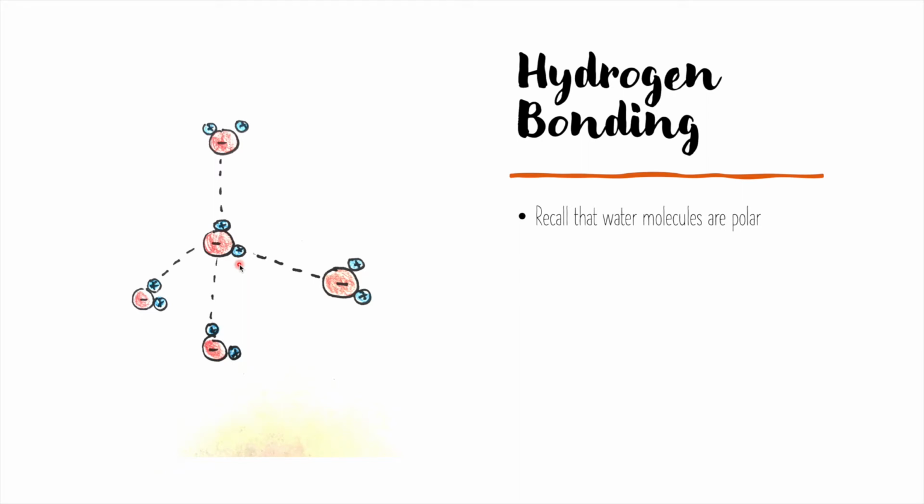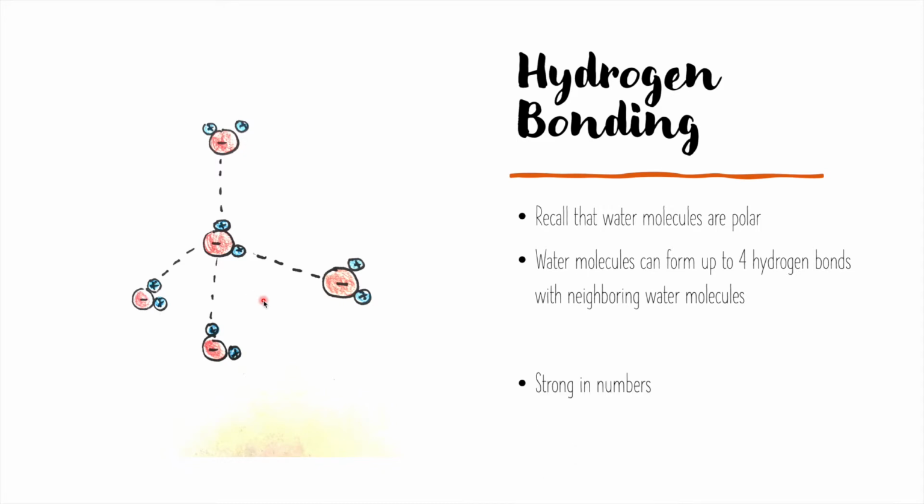Recall that water molecules are polar. The slightly positive hydrogen in one water molecule can form a hydrogen bond with the slightly negative oxygen of another water molecule. Water molecules can form up to 4 hydrogen bonds with neighboring water molecules. Hydrogen bonds are weak individually but strong in numbers.